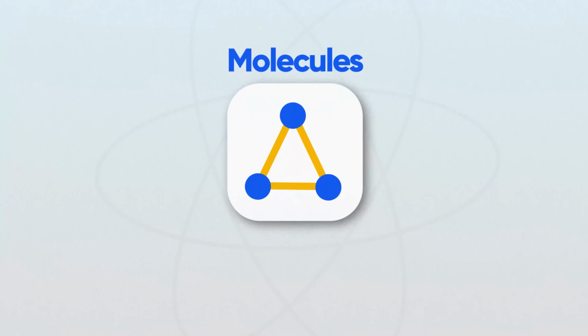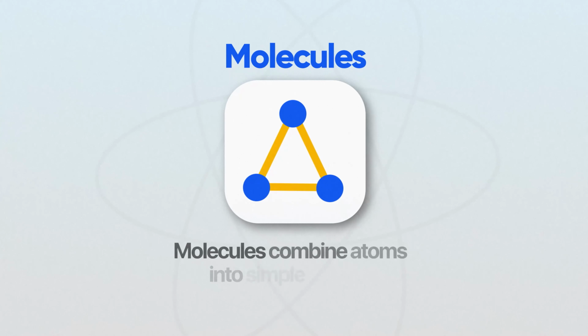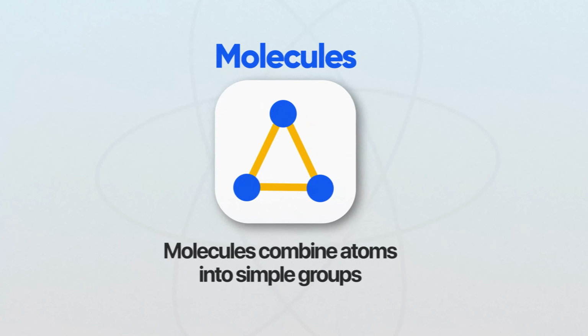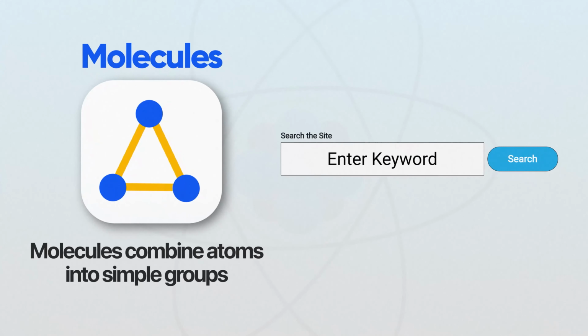Level 2 are molecules. Molecules combine atoms into simple groups. So for example, a search form would have a label and an input and a button. A card might have a heading, an image, and a text snippet. You take multiple atoms and create something functional inside of these molecules.